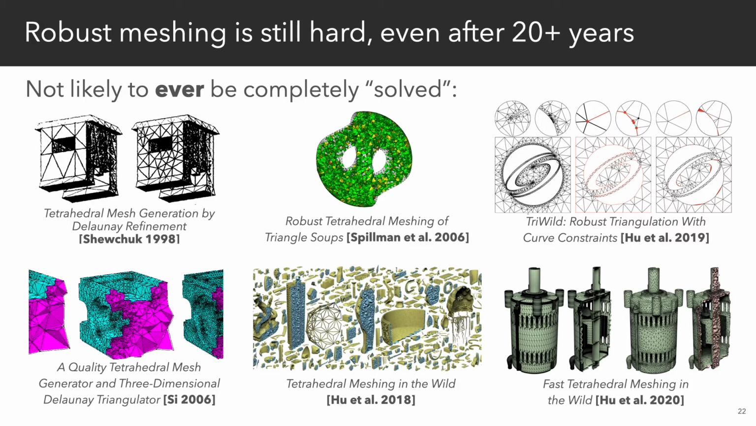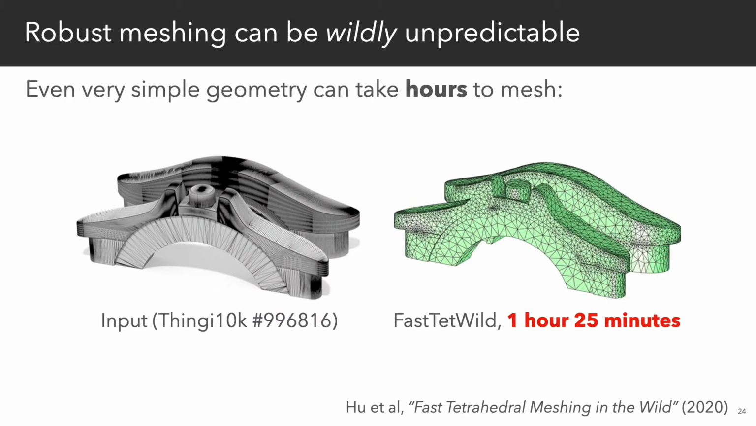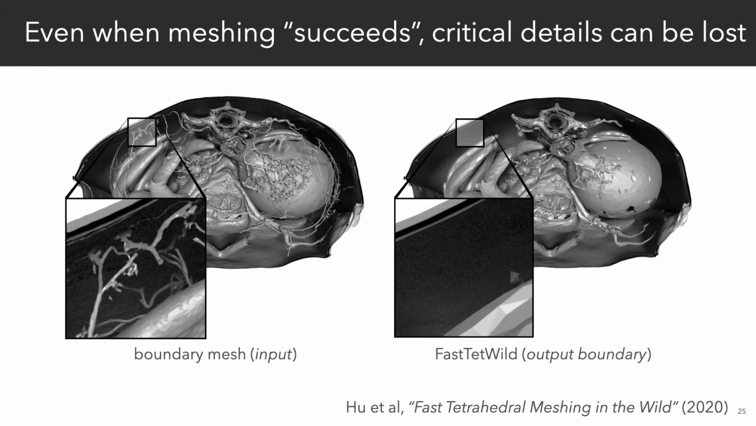Now, one approach is to keep improving meshing algorithms to handle more complex inputs. And to be fair, algorithms for robust meshing have gotten really good in recent years. But meshing and model cleanup more generally really seem like problems that may never be completely solved. This is because even with the latest and greatest tools for volumetric meshing, we still run into situations where it can take hours to generate a tetrahedral mesh, even for models with some relatively simple geometry.